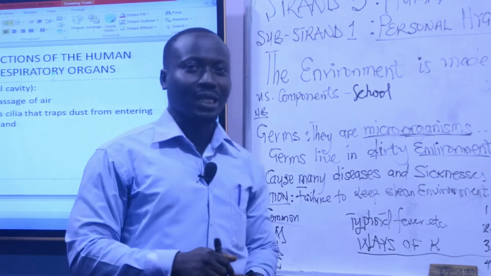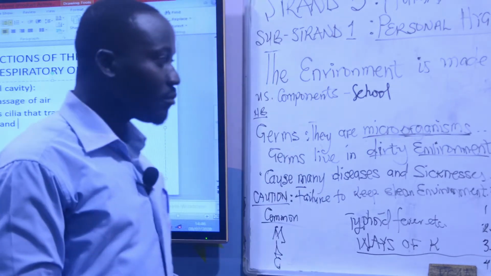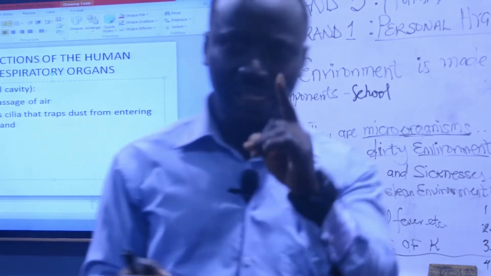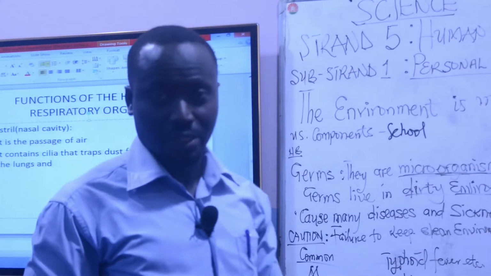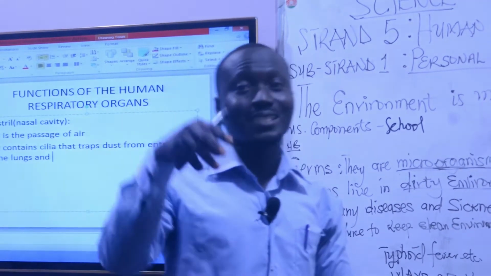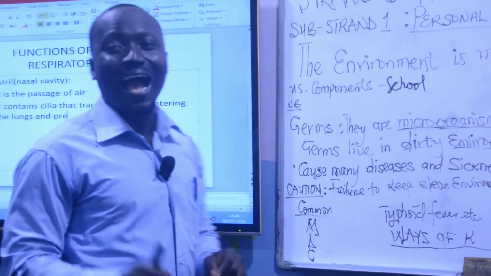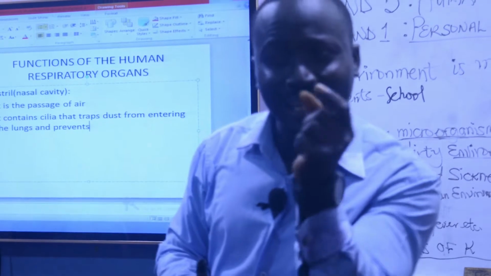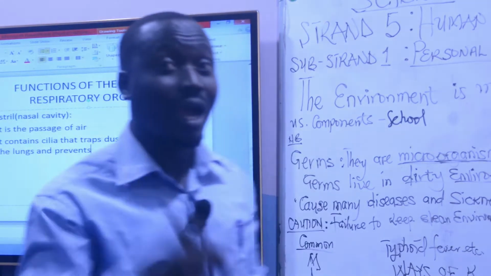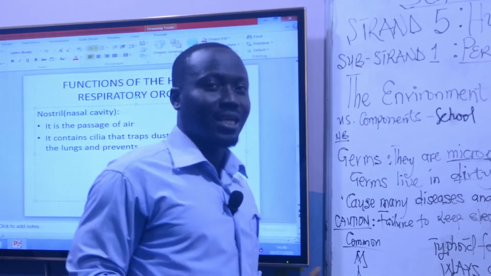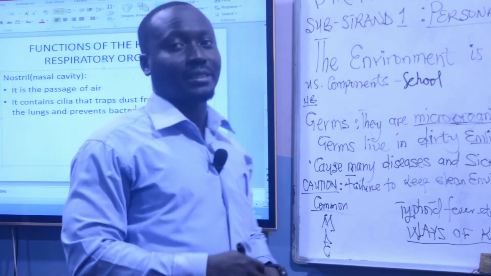Let's talk about one most important thing that we have to consider when thinking about our environment. You have all heard of germs before. For every clean environment, you will never find germs around. But for dirty environments, there is always the presence of germs. Can you see germs? No. Germs are described as microorganisms, meaning they are small and tiny things we cannot see with our eyes unless we use a microscope. We will talk more about germs in our next substrand.